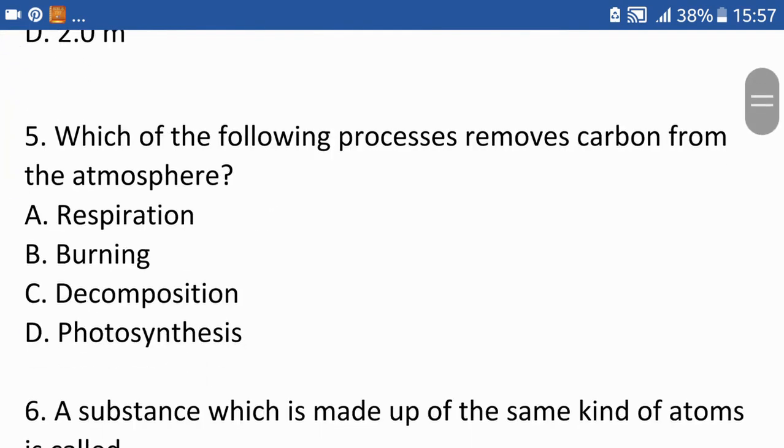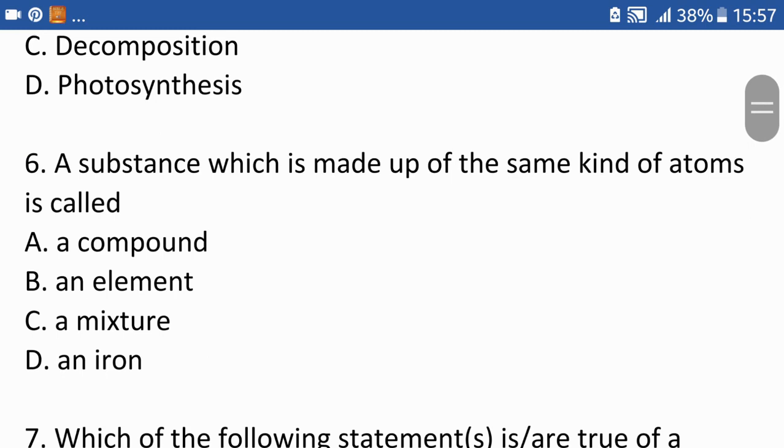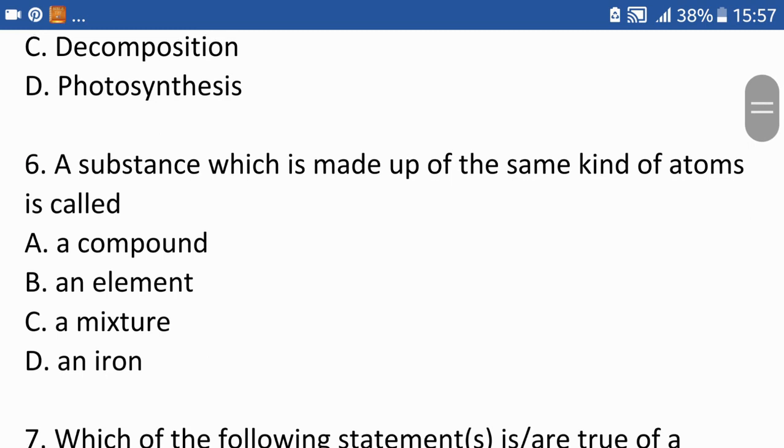Question 5. Which of the following processes removes carbon from the atmosphere? 6. A substance which is made up of the same kind of atoms is called?